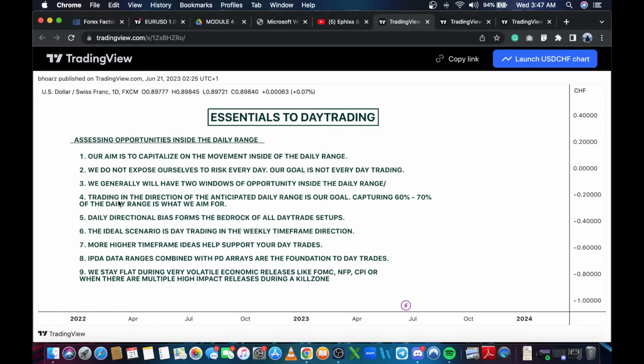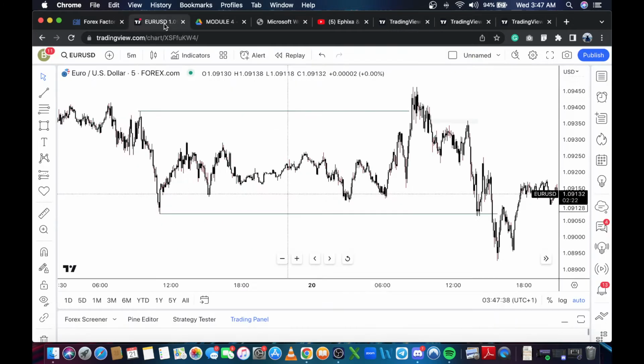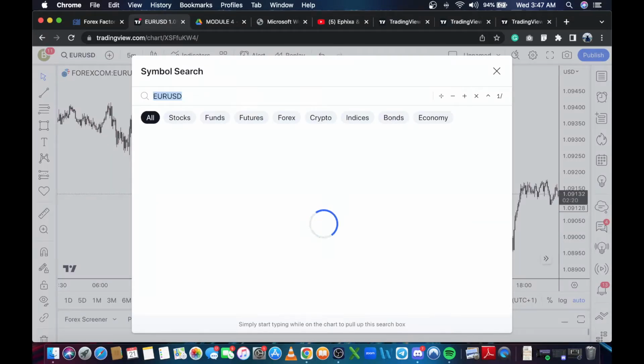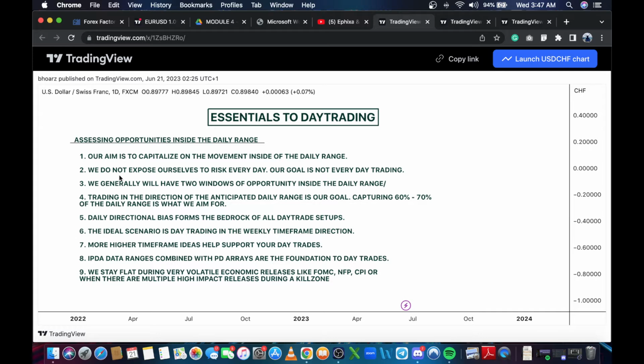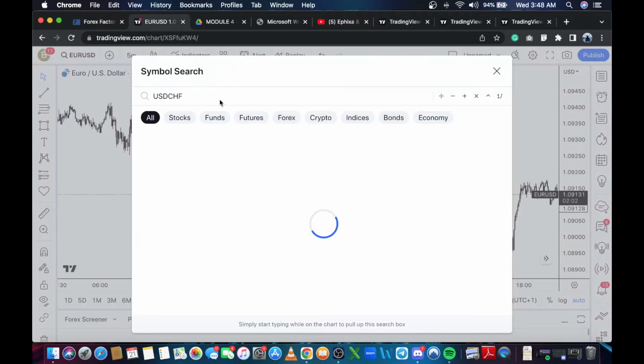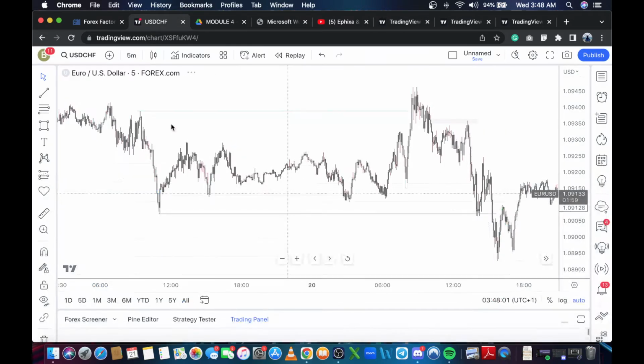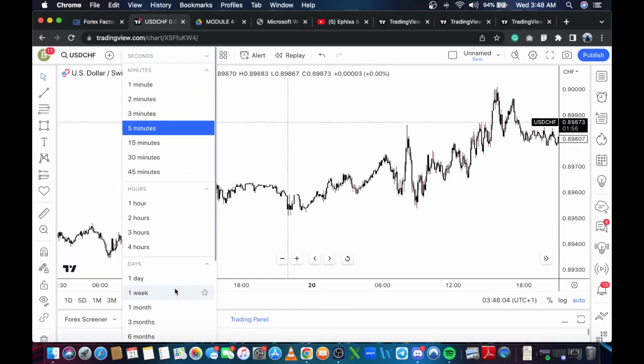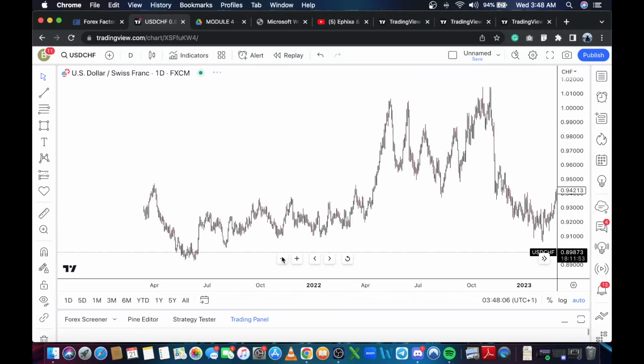Number 4, trading in the direction of the anticipated daily range is our goal, and capturing 60% to 70% of the daily range is what we aim for. Now, the logic here is, if I go out to a blank chart, I've already utilized this description in terms of how to anticipate daily delivery. We're going to talk about this even more with the bulletin. But with the daily range, we're looking to capture a portion of that daily expansion.